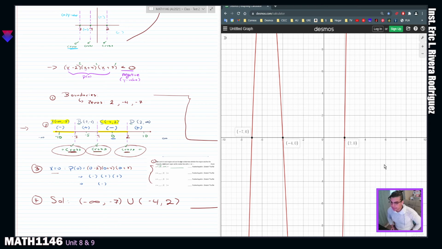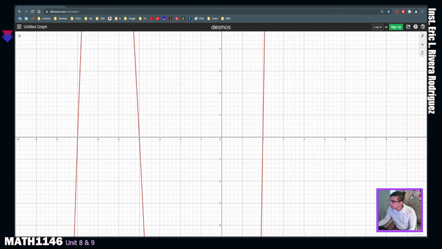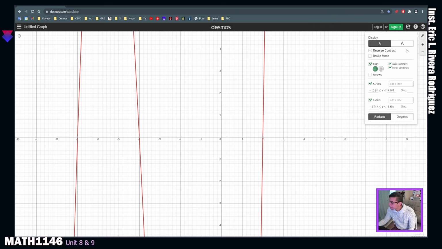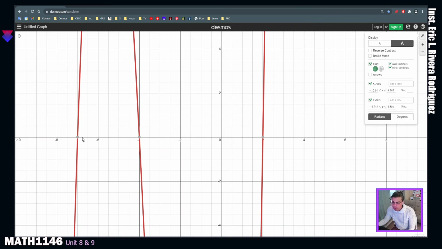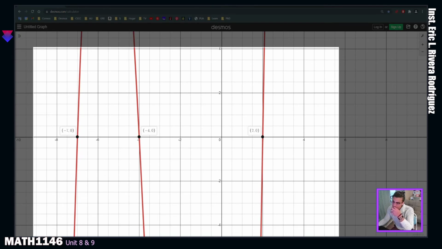And let's see if the zeros are correct. So we have an x-intercept at -7, 0. So -7 is a zero, -4 is correct, and +2 is correct as well. The graph to the left side of -7, I don't know how well you can see this, so let me just copy and paste this into the notebook.